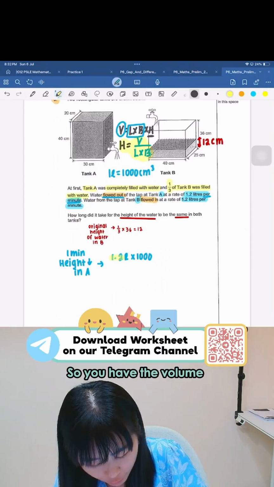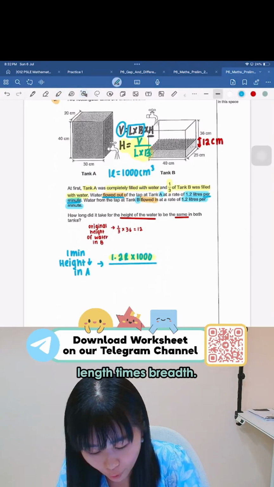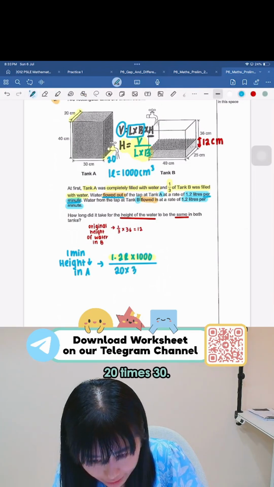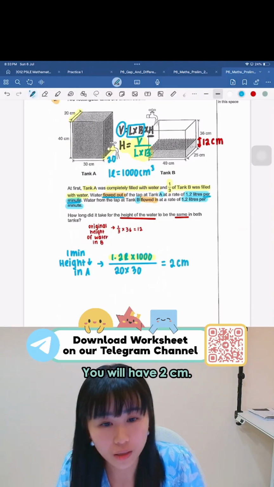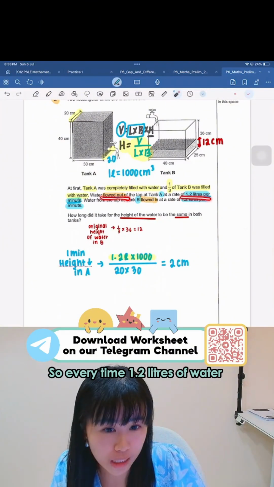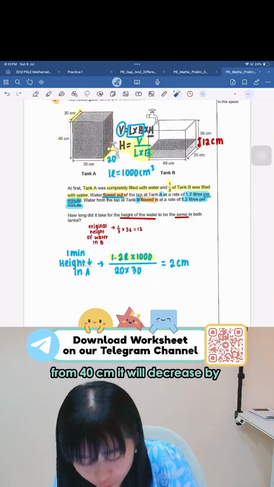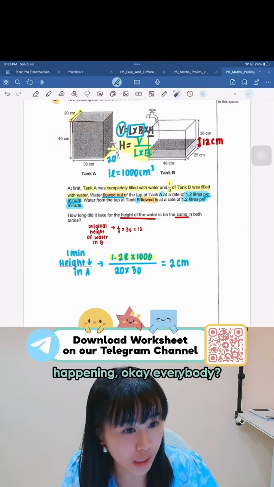So you have the volume here already. You need to divide it by your length and breadth. And everybody, what is your length and breadth? 20 times 30, okay? Yes. You will have 2 cm. That is your height decreasing every minute. So every time 1.2 liters of water is flowing out, your height here, from 40 cm, it will decrease by another 2 cm like this every minute. This is what is happening, okay, everybody?